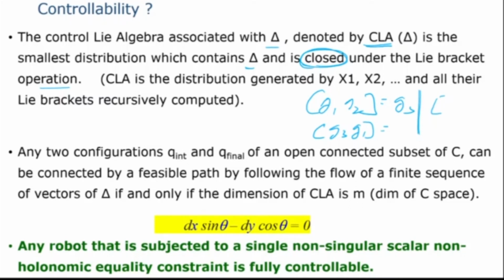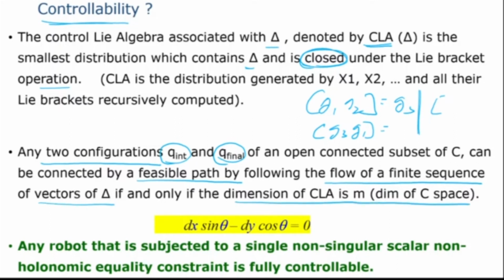Now, what is the point of this controllability business? The point is that any two configurations, q initial to q final, of an open connected subset of C can be connected by a feasible path by following the flow of a finite sequence of vectors of delta if and only if the dimension of CLA is m, and m is also the dimension of the C space. So if I want to figure out if a system is fully controllable, I need to check this condition, that the dimension of the CLA is equal to the dimension of the C space.